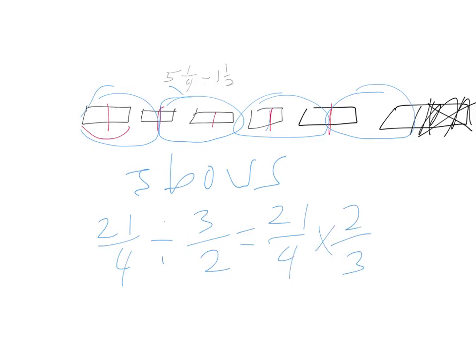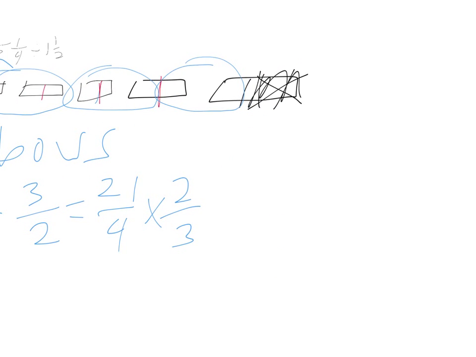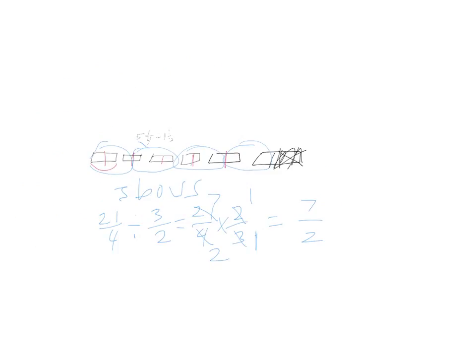multiply. There's quite a bit of cross-canceling we can do here, because I know that 21 divided by 3 is 7. That's 3 touchdowns, 21 points. 3 divided by 3 is 1. 2 divided by 2 is 1. And 4 divided by 2 is 2. So we can do 7 times 1 equals 7. And 2 times 1 equals 2. And then we know that 7 halves is going to equal 3 and 1/2.